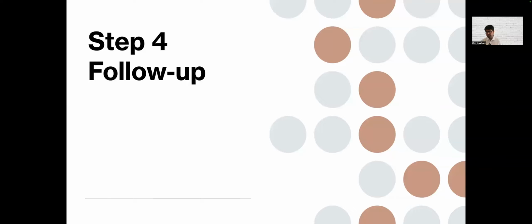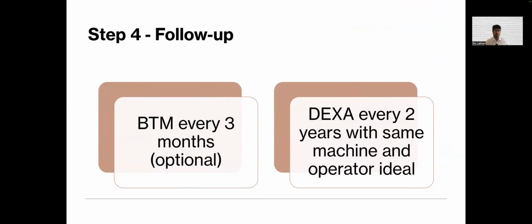Right. So we did the risk assessment. We started the first line therapy. Now let's follow up these patients. How do you follow up these patients? If you're doing a bone turnover marker, you need to do it every 3 months. Again, this is optional. It's not necessary that you do bone turnover markers.